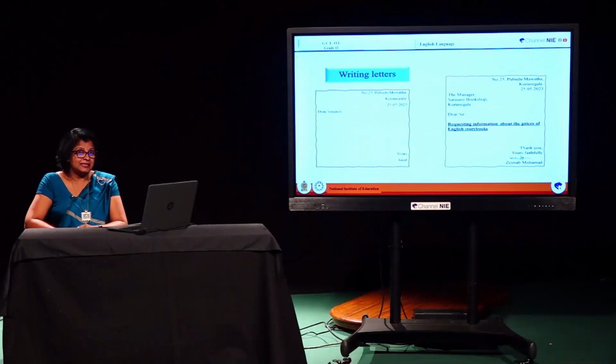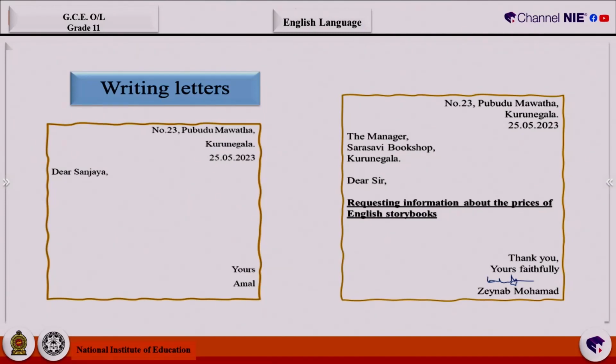But when you are writing a formal letter, the format is different. Look at the given example. You have to write your address and the date, and then we have to write the receiver's designation and his address. So, in this letter, my address is number 23, Pubudumawatha, Kurunegala, and also I have put the date. And then I am writing the designation of the receiver and his address. The manager, Sarasavi Bookshop, Kurunegala.